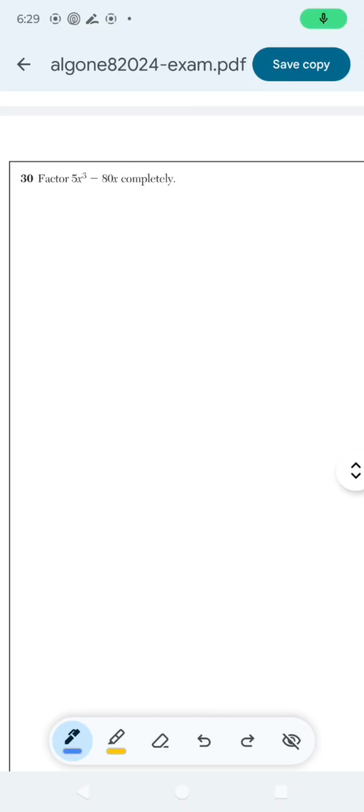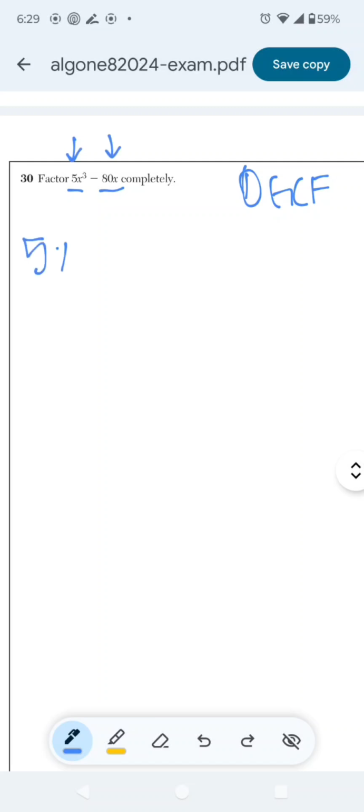All right, factor 5x to the power of 3 minus 80x completely. What are your steps for factoring? Factoring means to write it as a multiplication problem, so as a product. The first thing you want to do is always look for your GCF. You have two terms, unless it is a difference of squares. It's not a difference of perfect squares, so I'm going to try to factor out a GCF. These both have x squared in common, x in common, and they both have a factor of 5 in common. So I'm going to go ahead and take out 5x. That'll leave me with x squared minus 16, because 5 times 16 is going to give me 80.